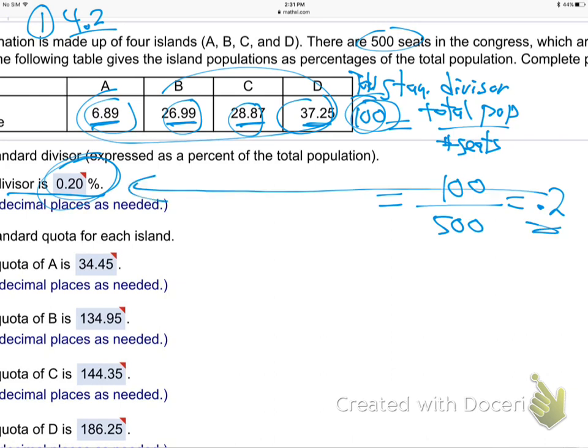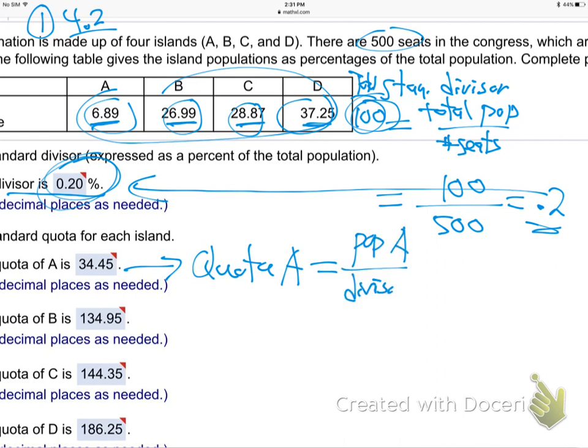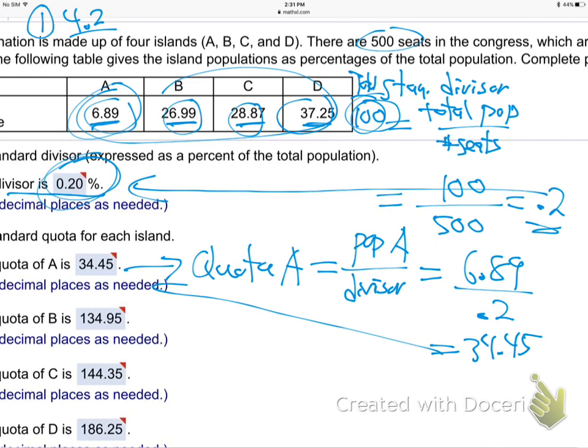Okay, and then how do you get the quota for A? Maybe we'll do one of them and go to the next problem. How do you get the quota for a state? You take the population for that state over the divisor, right? So what's the population for A right here? 6.89 over the divisor, 0.2. And I'm assuming you get that number right there. 6.89 divided by 0.2. Yep, 34.45. There it is.